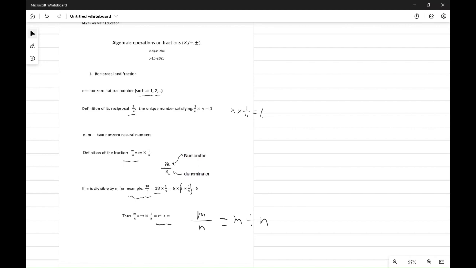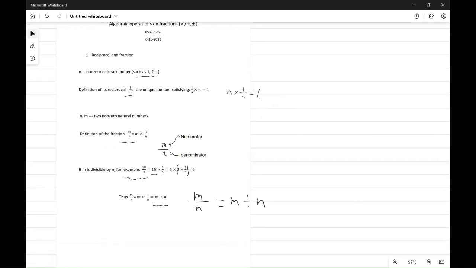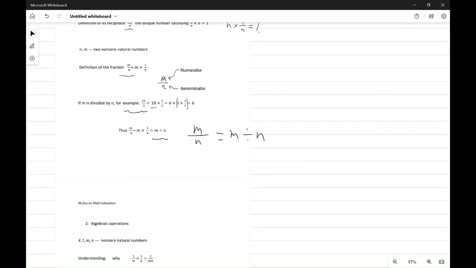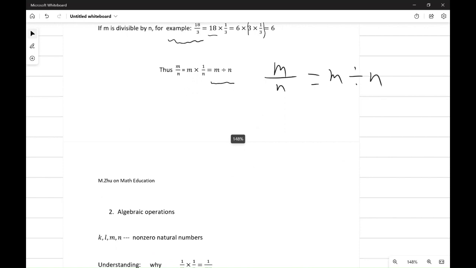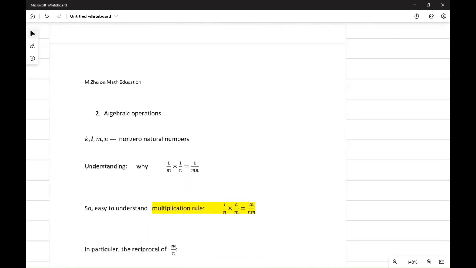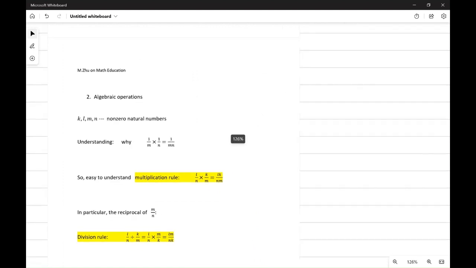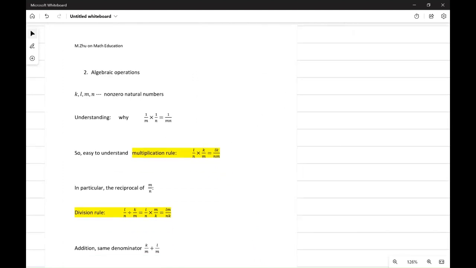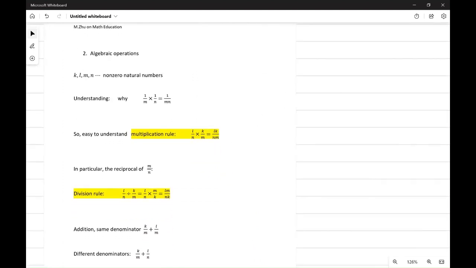After we introduce the fraction, we look at how to do the algebraic operations, meaning multiplication, division, addition, and subtraction. Now here, let's assume k, l, m, n, all these 4 numbers, are non-zero natural numbers. We first try to understand this easy multiplication.